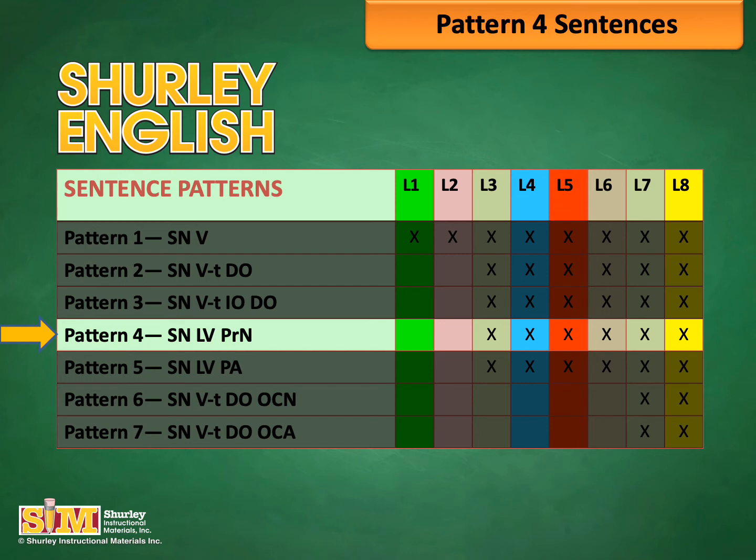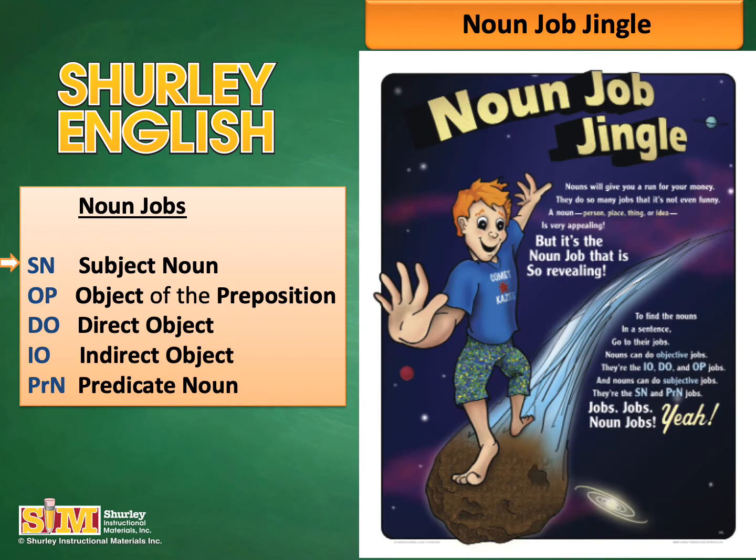Now that we have reviewed sentence patterns 1 through 3, let's talk about the parts of a Pattern 4 sentence. A Pattern 4 sentence has two nouns and a linking verb. The pattern is labeled in Shurley English as subject noun linking verb predicate noun pattern 4. To help you understand the bigger picture, I've decided to share some information about noun jobs since you'll be introducing a new noun job in pattern 4.